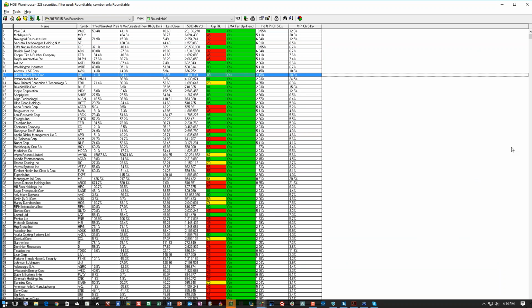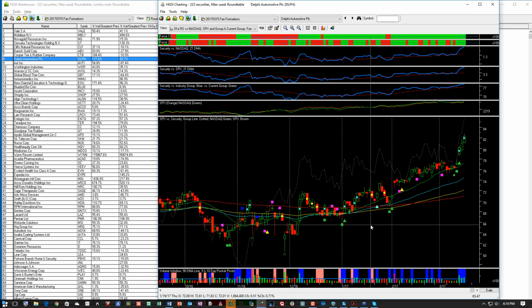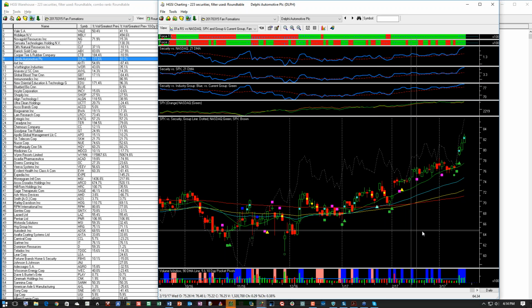Okay, so what was that symbol, Delphi? It wasn't Delphi. The flag was right here, formed right here on Delphi. Or was it another stock that I was looking at? Anyway, the flag right here on this day, it looks like right here on that day, the flag form, was it GBT?